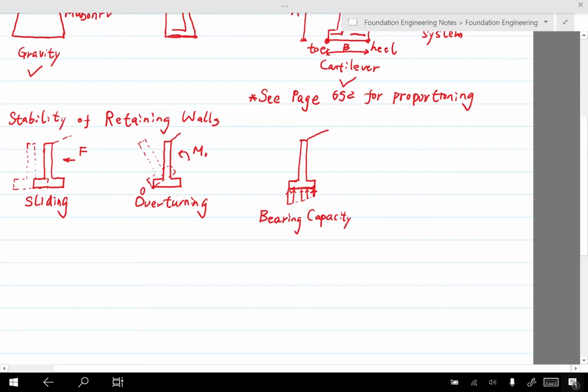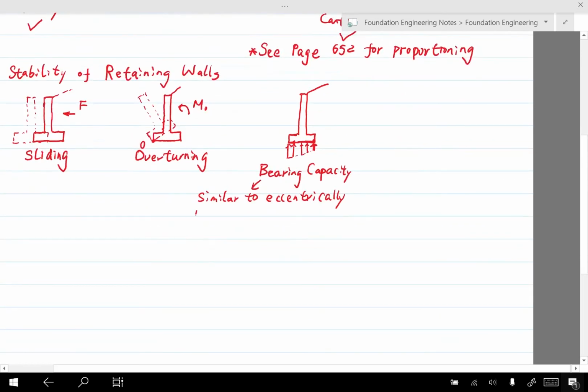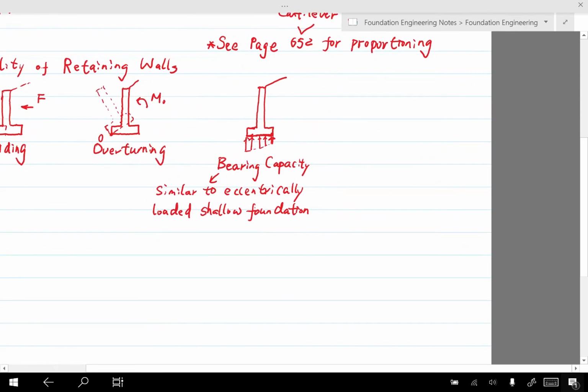And for this one, it is similar to eccentrically loaded shallow foundation. And because of that, we can use the theory that we introduced for eccentrically loaded shallow foundation for analyzing this type of failure and to calculate the bearing capacity.